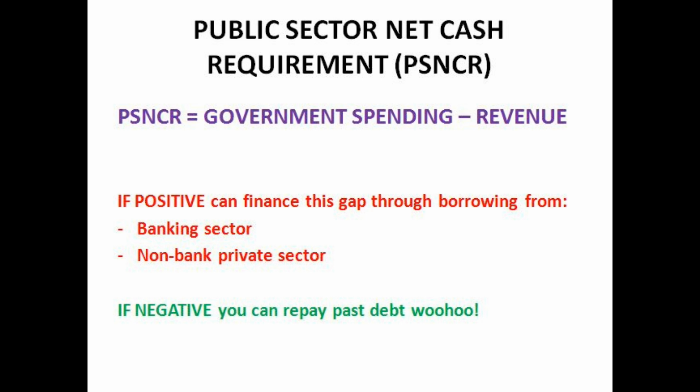If we've got a negative PSNCR, so our tax revenue is higher than the amount that we're spending, we'll be able to repay past debt. So we've got a budget surplus, we've got more money than we need, so we're mainly going to be spending this on paying back debt interest and hopefully paying back the debt itself. Over time, ideally, you'll have a cycle, so sometimes you'll be positive and sometimes you'll be negative, but they'll balance each other out in the end.